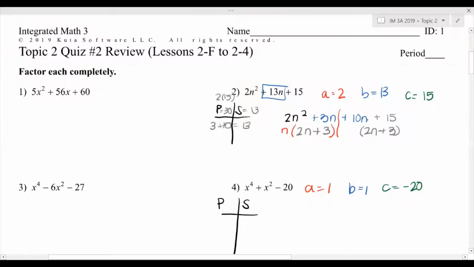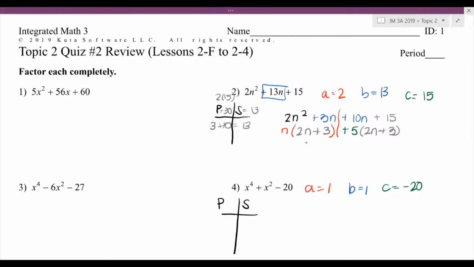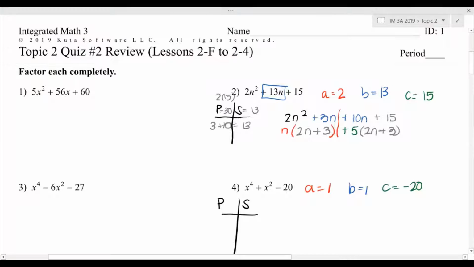The number that goes into both 10 and 15 is 5. Remember that whatever sign we had here always carries over. So if that was minus, it will carry down. Always double check: 5 times 2 makes 10n, and 5 times 3 makes 15. I know that this worked because I now have this common binomial factor, so I have 2 terms that actually have a common factor of 2n plus 3. That is one of the factors in my answer.